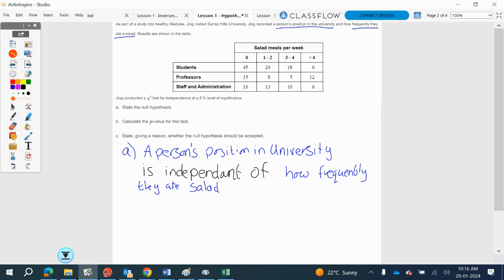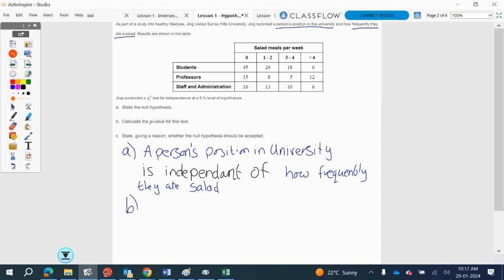So in the question, you're given two variables. We must show the relationship between these two variables. This is the chi-squared test for independence. It is only testing for independence. So the null hypothesis has to be that it is independent of. If you're asked for the alternate hypothesis, the only phrasing you can use is "not independent of". There is no other phrasing allowed.